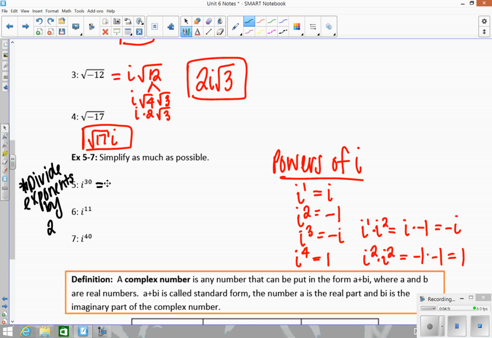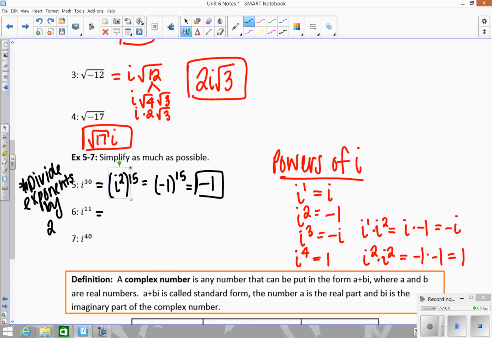So if I look, I can rewrite this as i squared all raised to the 15, because 2 times 15 gives me 30. And if you remember your exponent rules, as long as you're raising to a power, you multiply the exponents. And then from here, i squared is -1, so I replace my i squared with -1 raised to the 15. Well, if you raise a negative to the 15th power, or an odd number of times, it's going to stay negative. Whereas if we raised it to an even power, it's going to become positive.